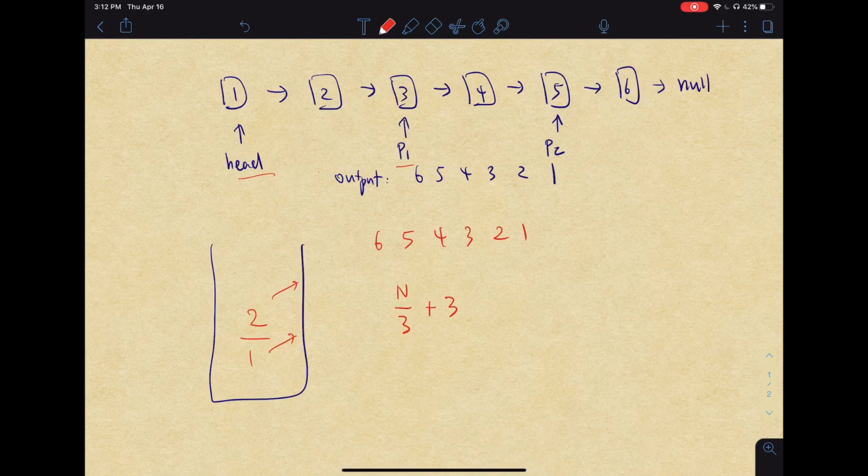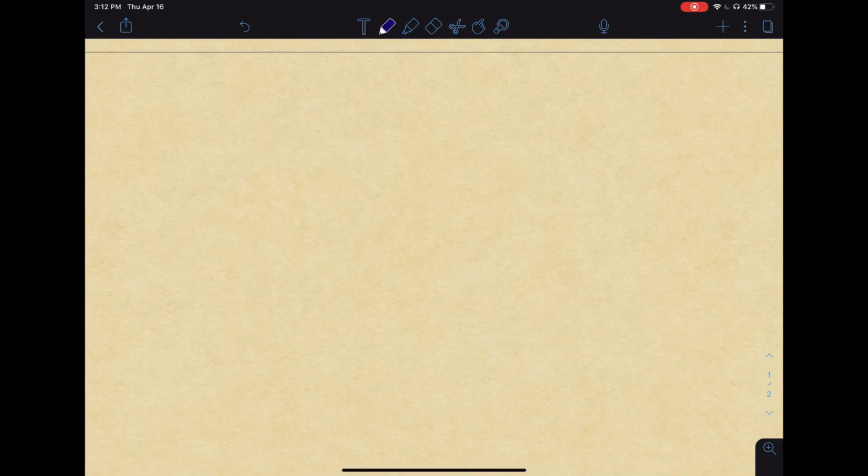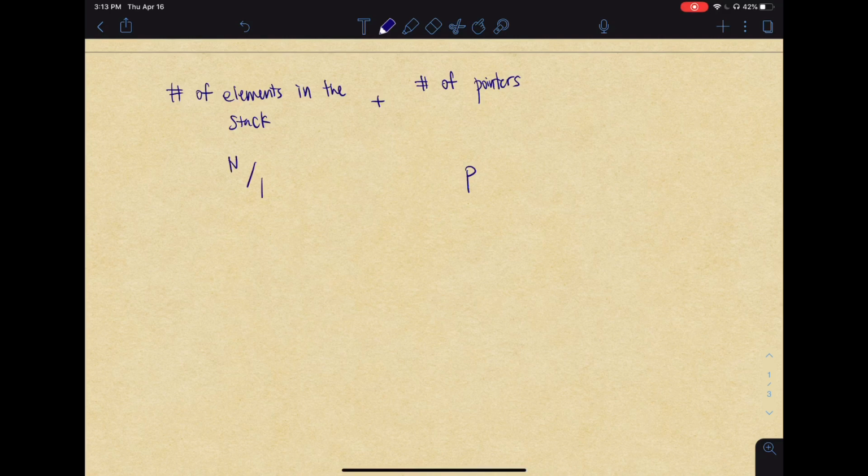So what is the optimal number of pointers to minimize the space complexity? So here we have the number of elements in the stack plus the number of pointers that are distributed along the linked list. So if we say that the number of pointers is p, then the number of elements in the stack is n over p.